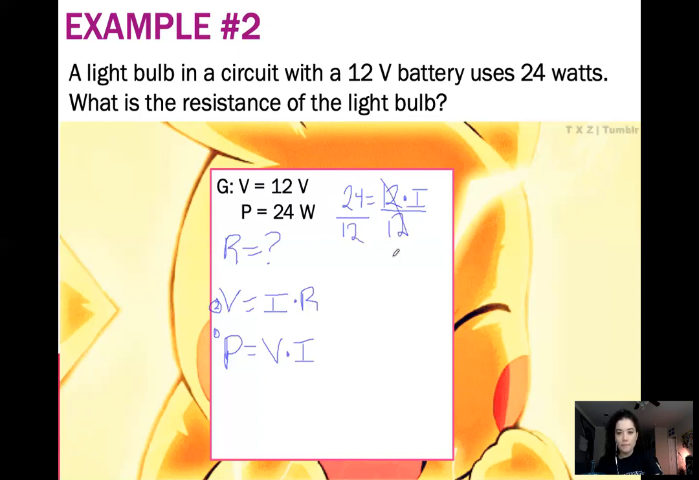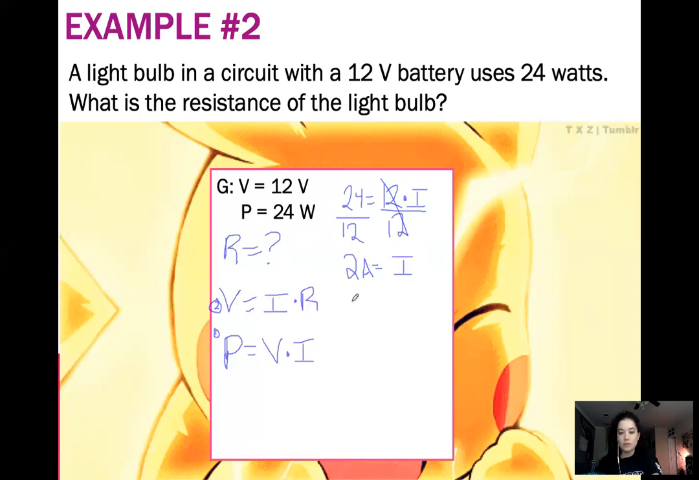Those go away, and we get I equals 24 divided by 12 is 2. I'm going to include my units because, you know, that's the right thing to do. We measure current in amps, capital A. All right, now that we know my amps, we know my I, we can take this and plug it in right here. So V equals IR.